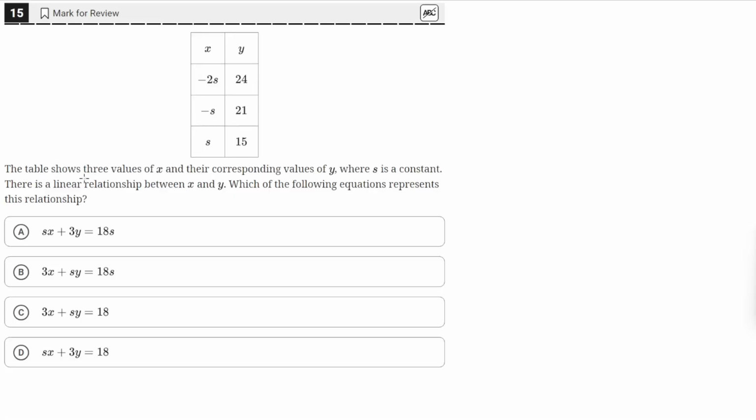The table shows three values of x and their corresponding values of y, where s is a constant. There is a linear relationship between x and y. Which of the following equations represents this relationship? So we have values for x and y, and we're told that there's a linear relationship.